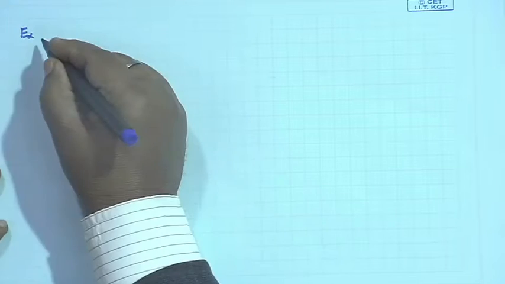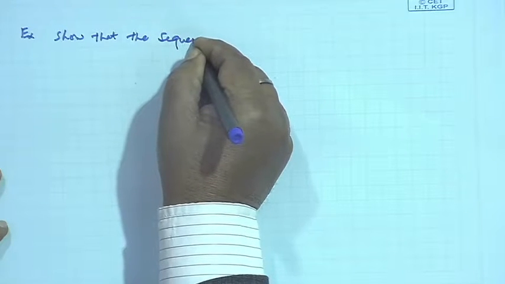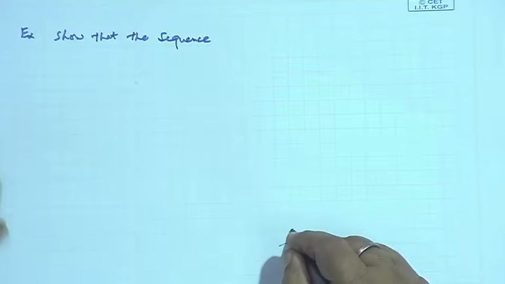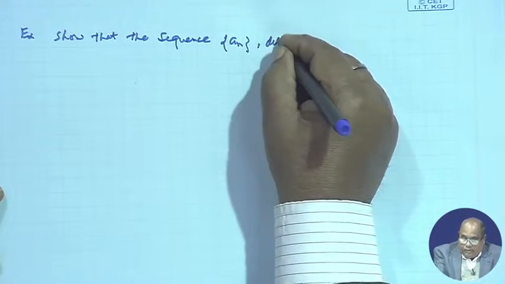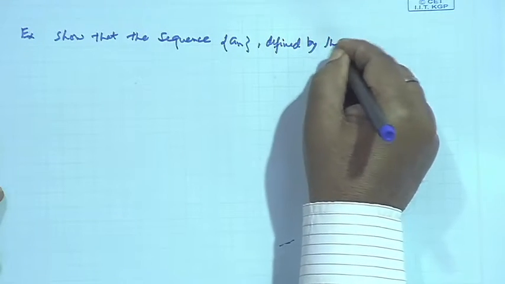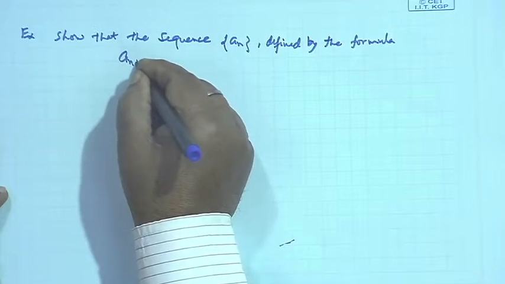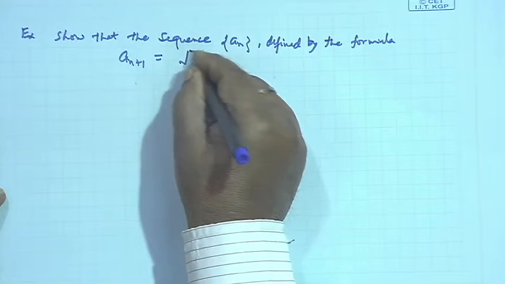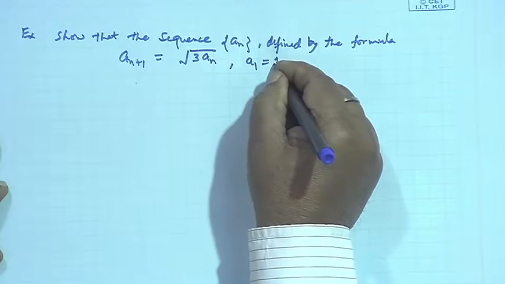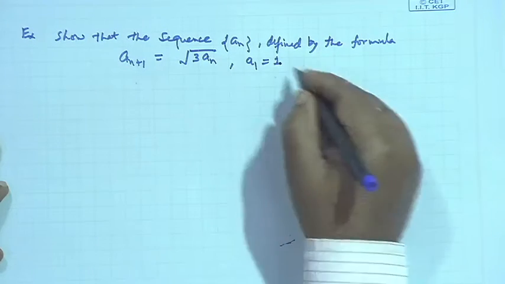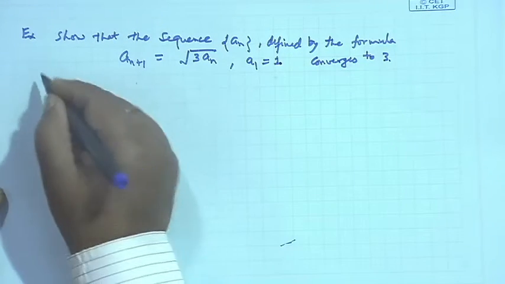The second example is to show that the sequence An defined by the formula A(n plus 1) equal to square root of 3 times An, where the first term A1 is given to be 1, converges to 3. Solution.